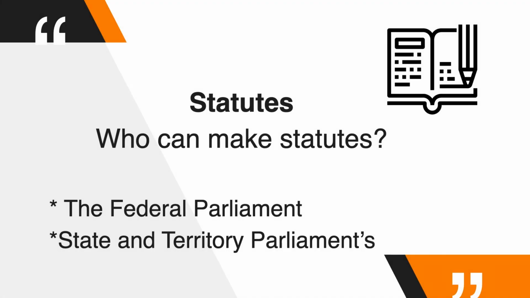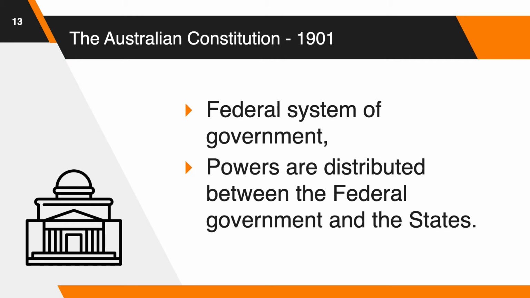So when we're looking at statutes, who can make statutes? The federal parliament can make statutes and state and territory parliaments can make statutes. Going back in time, we know that in 1901 the Australian Constitution was enacted, and we became a federation of states and we became one country. And the powers are distributed between the federal government and the states, those powers being the power to make laws.